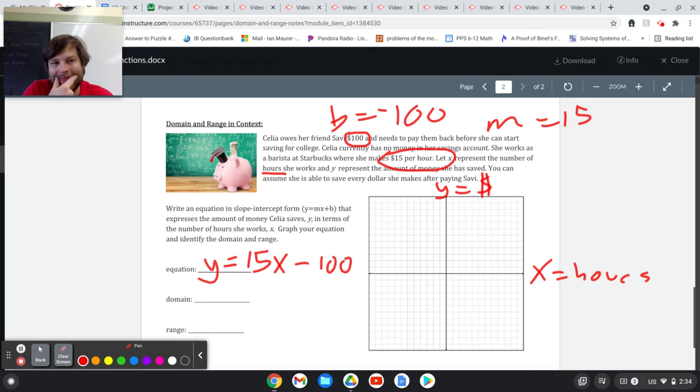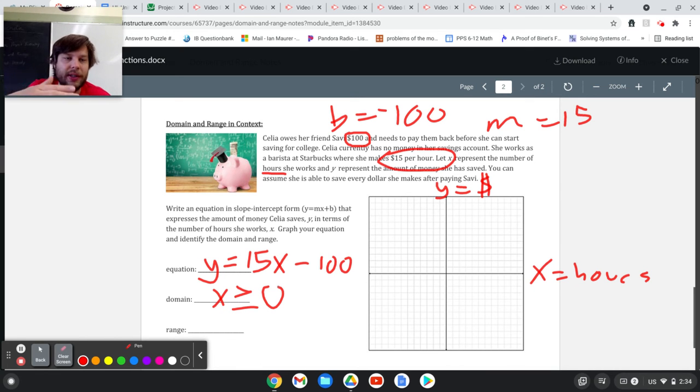Now let's think about the domain. She starts working and she makes $15 an hour. So she's going to start working from here on out. So the domain would be x is greater than or equal to 0. She starts working and it doesn't really give us any stopping point.